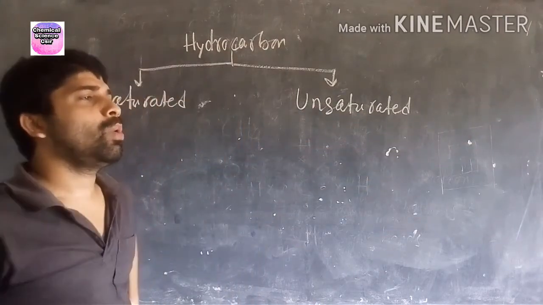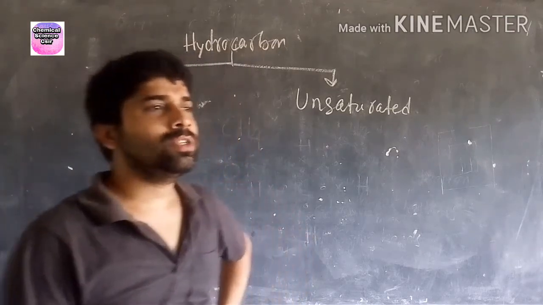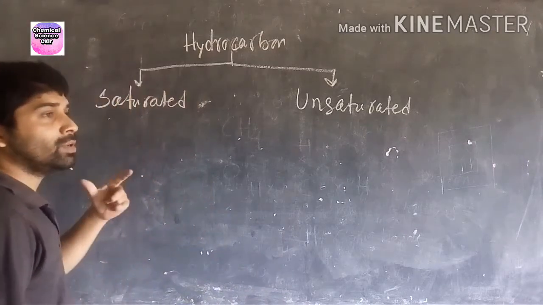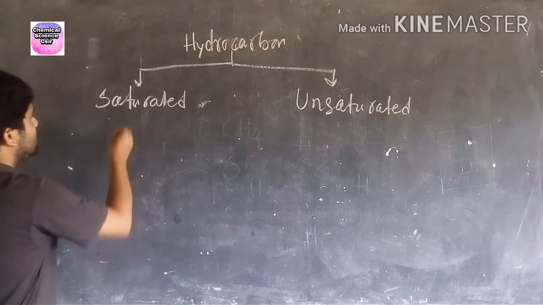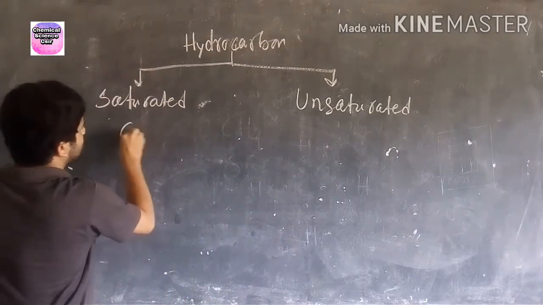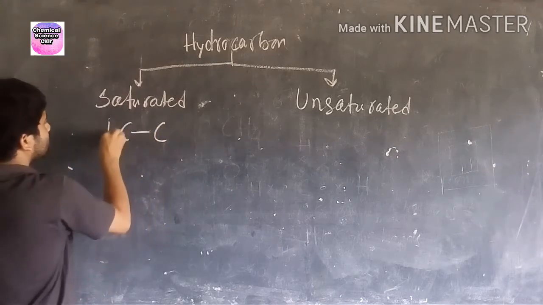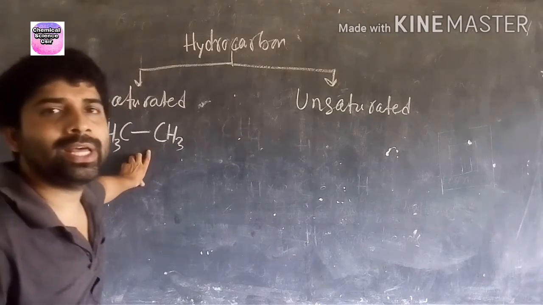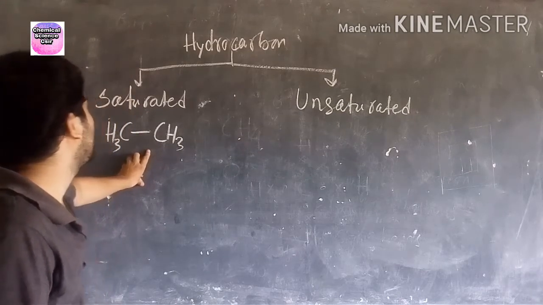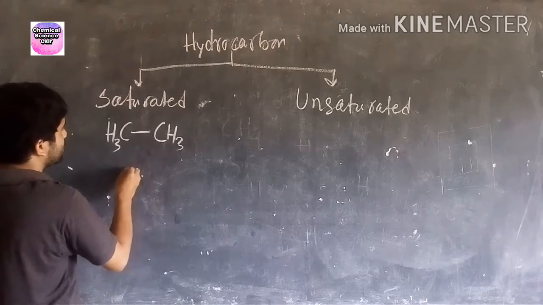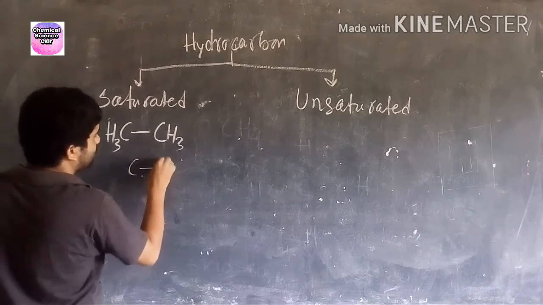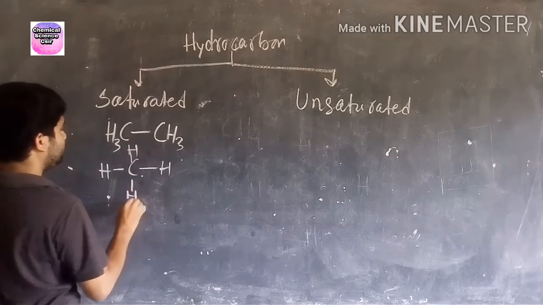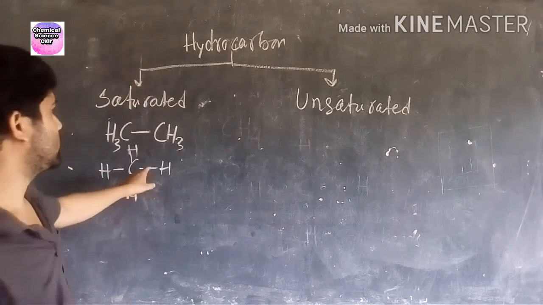Saturated hydrocarbon means, what is saturated hydrocarbon? Saturated hydrocarbons are those having carbon-carbon single bonds. Suppose this one: carbon-carbon single bond, this one is called ethane. Or this one with a carbon-hydrogen single bond, this one is methane. Single bond, so saturated.